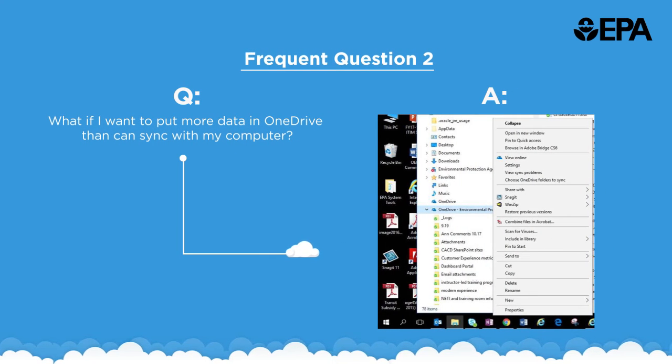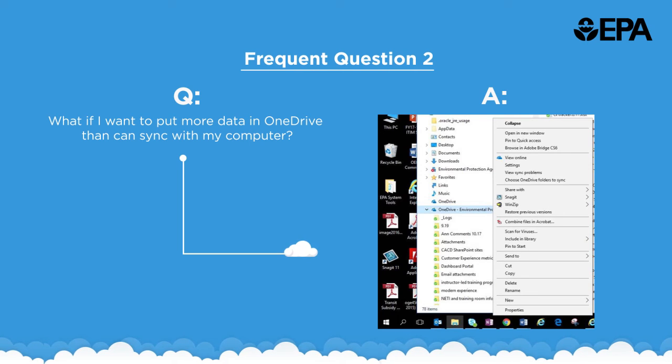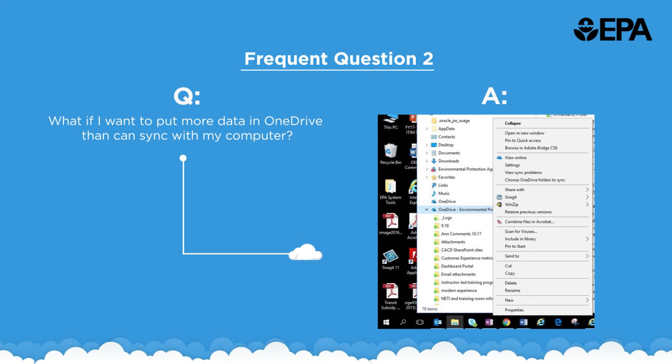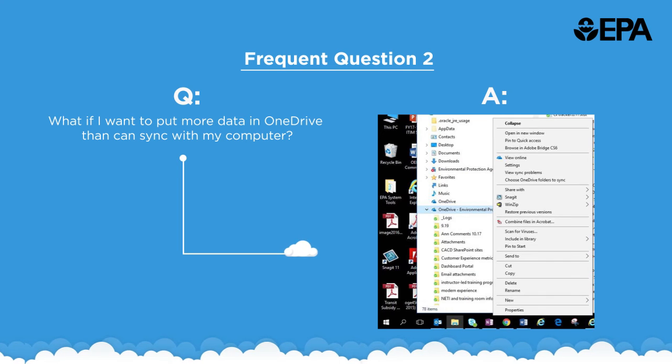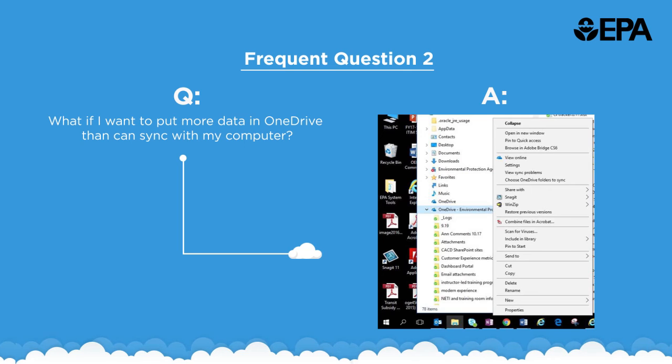If you want to put a large amount of data in OneDrive, more data than the available space in your computer, you can choose not to sync certain folders with your computer. This way, you can choose to only sync the folders and documents that you use the most, and leave the other files securely in cloud storage.